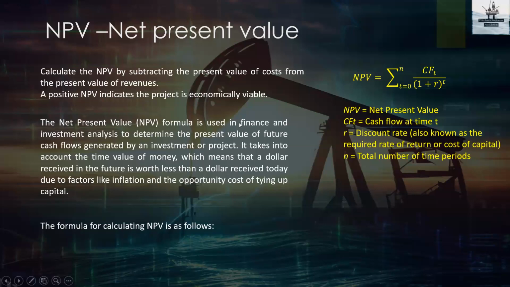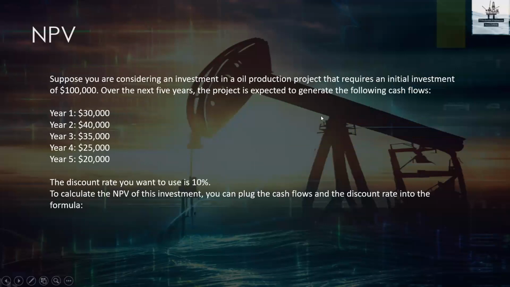I am going to give you a small example so that you will understand this. Let us try to understand. Suppose you are considering an investment in an oil production project that requires an initial investment of $100,000. This is the one you are going to invest at the start of the business. Over the next 5 years, the project is expected to generate the following cash flows. You are going to get cash inflow. The one which you are going to invest is cash outflow, that is $100,000.